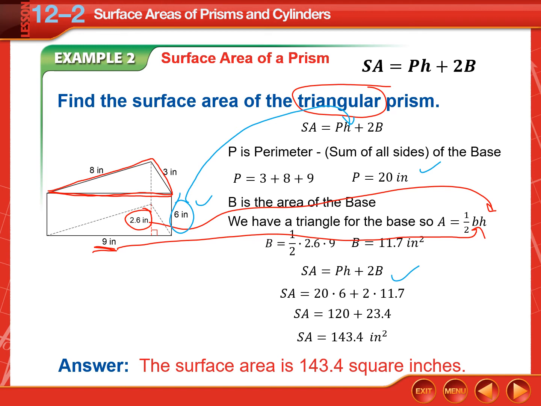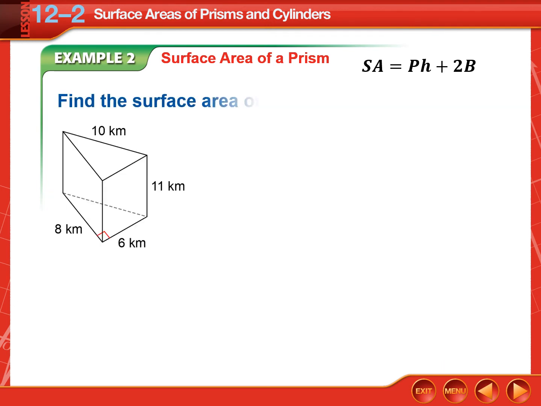All right, so the last thing we have to do is a cylinder. And the cylinder actually is the easiest one to do. It's not hard at all. Oh, we have another example for the triangular prism. Sorry, let's knock this out.